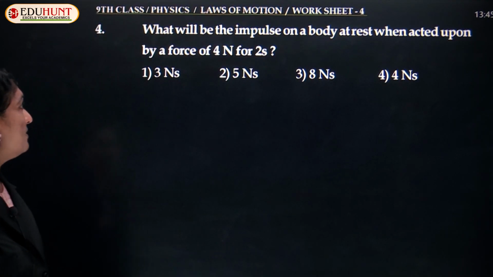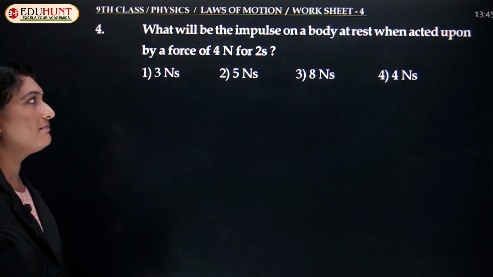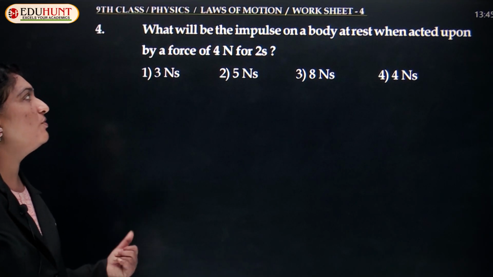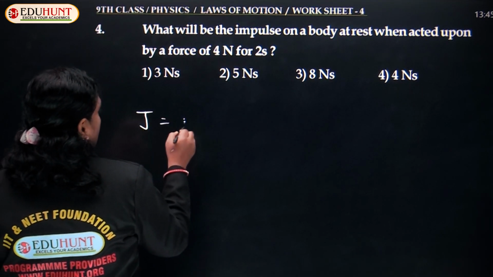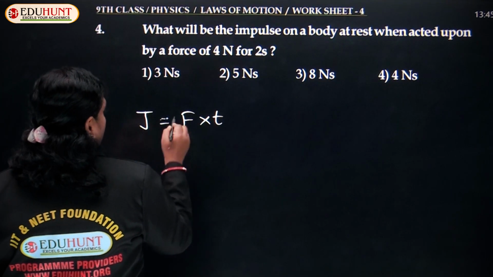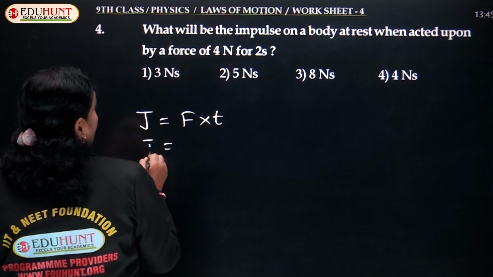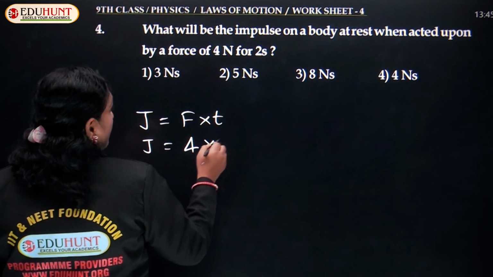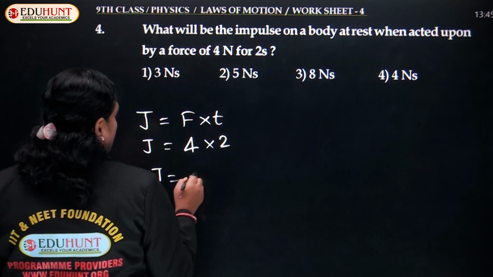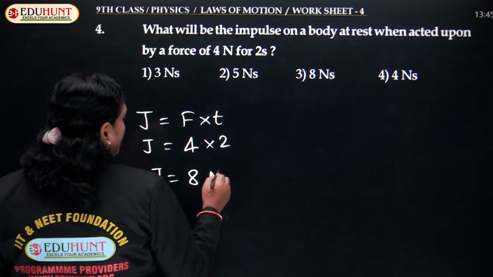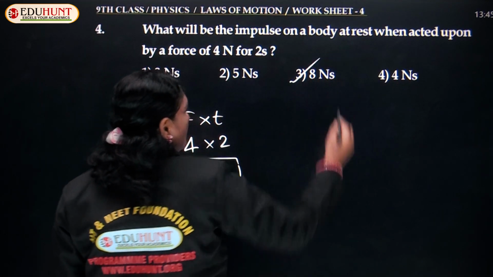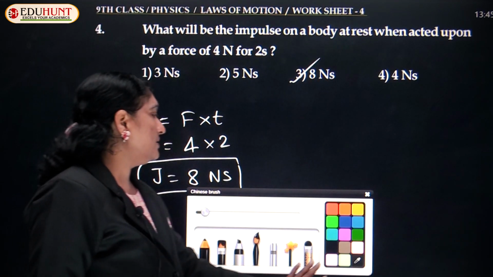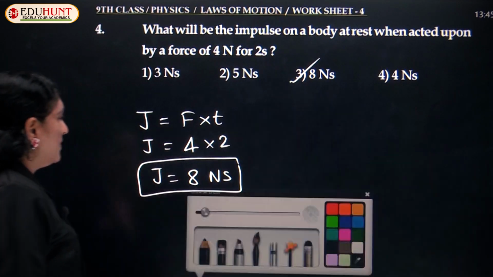Now look at the fourth question, children. What will be the impulse on a body at rest when acted upon by a force of 4 Newton for 2 seconds? Impulse is equal to the product of force and time. How much is the value of force given? 4 Newton. Time is given as 2 seconds. So this is equal to 8 Newton second. How much is the impulse? 8 Newton second. So option number 3 is true.